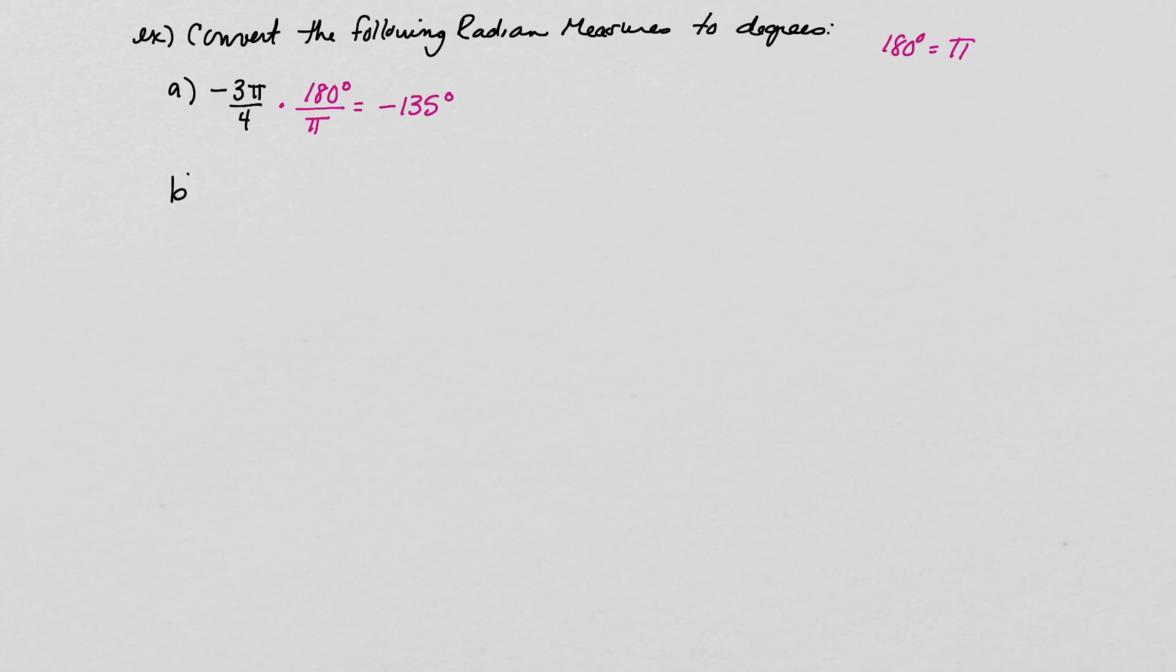One more of these, pi over 9. Again, multiply by 180 degrees over pi to get us back to degrees. And this ends up being 20 degrees. And so that's all you have to do to convert back and forth.